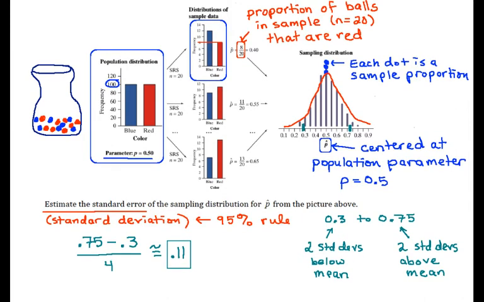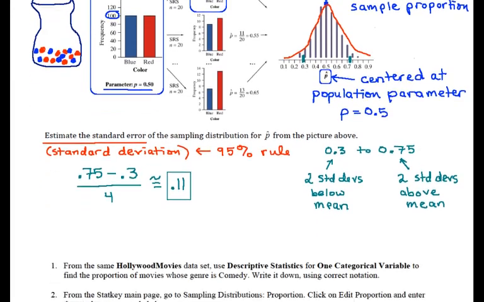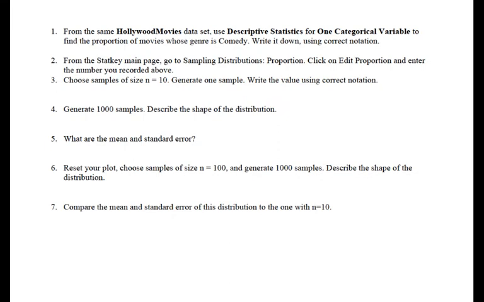In general, when we're using software and we're given a data set, we let StatKey calculate these things for us. If we're just given a graph and asked to estimate the standard error from the graph, that's when we would use this 95% rule. So we're going now to go on to a StatKey tutorial, and this one is going to involve the Hollywood Movies dataset, which is also considered a population.